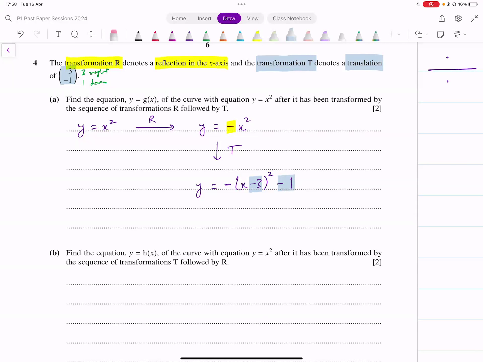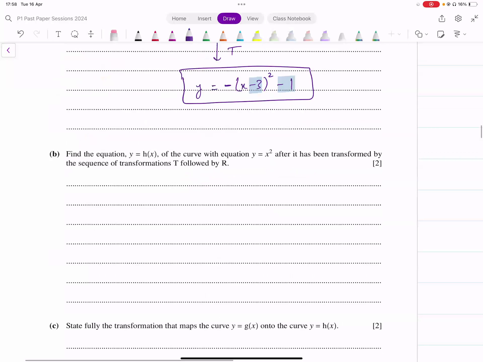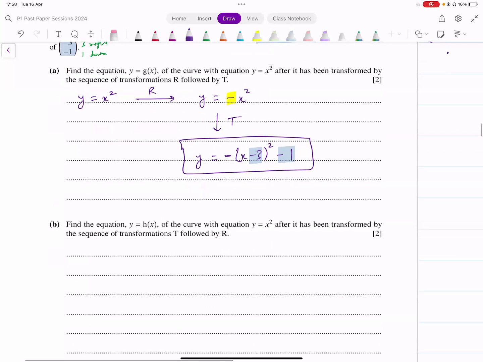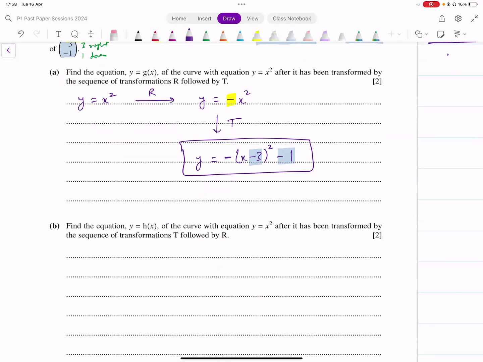Okay, that's the final result that you get. All right, let's move on. Find the equation y equals h of x of the curve with the equation y equals x squared after it has been transformed by the sequence of transformations t followed by r. So now we have t applying first and then r. Okay, so let's think about this now.